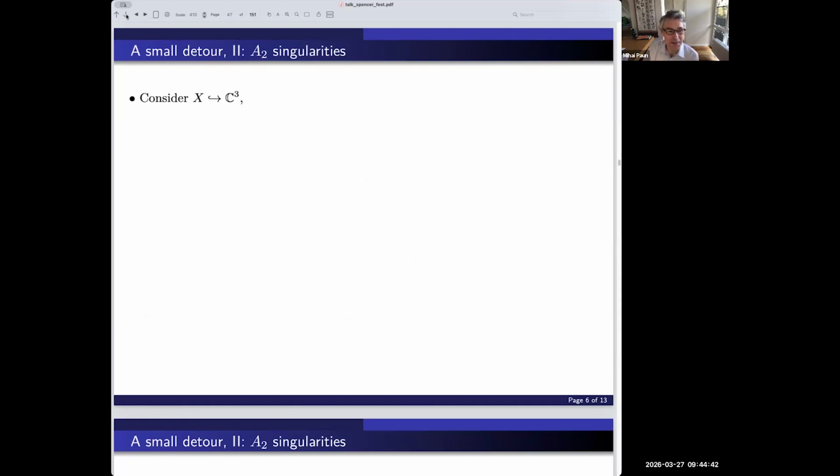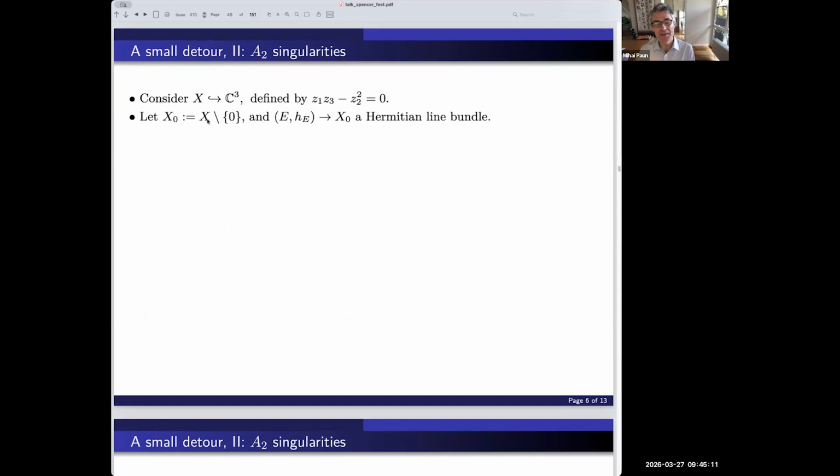Fine, and then a second detour I would like to take is to consider the simplest type of singularities. So let's look at the analytic space in C3, sorry, given by this equation. Of course, we have a crossing, right? We have a singular point at the origin. So let's take X0, the regular part of this. So we remove the singularity, and then we take a Hermitian line bundle over the X0 here.